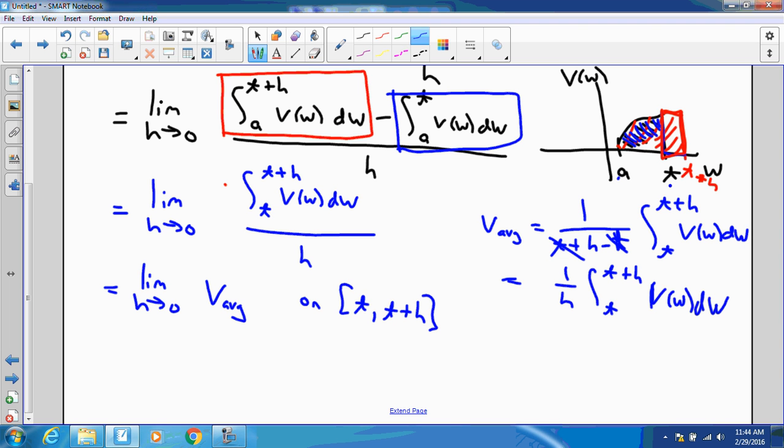Here's another way to look at it. If you look at it in terms of our additive interval property, if I integrate from a to t, and then from t to t plus h, what I get is the integral from a to t plus h. So that if I subtract off a to t, I'm left with just t to t plus h. So here we have the average velocity as h goes to 0 on the interval t to t plus h. Now, as h goes to 0, what happens to the width of my interval t to t plus h? It's going to squeeze down, and when it squeezes down to 0 width, I end up with only one possible value for my average, and that's v of t.